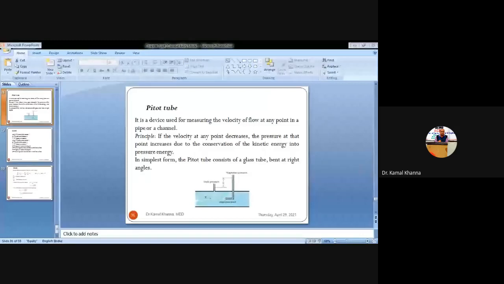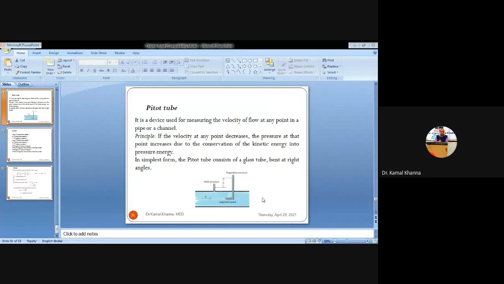So you can see this is the pitot tube, which is in the L shape and placed in the pipe from which the fluid is flowing from one point to another point. This pitot tube is basically used to measure the velocity of flow at a point within the pipe or within any channel. You can see there are two ducts here, two outputs, and there are two pressure heads.